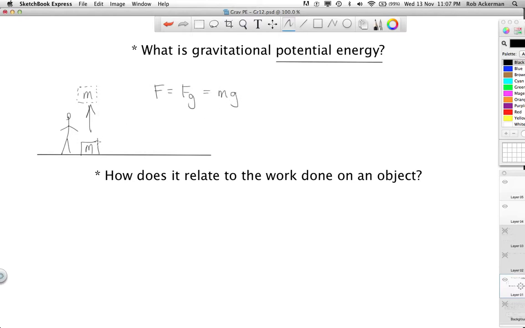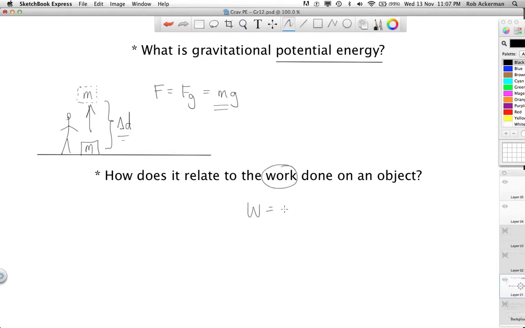And how far would you be lifting this? Well, let's imagine that the distance is delta d. Well, right away, we've got a force being applied. We've got a distance over which the force is acting. So now I can jump to my second question here. How does this relate to work?